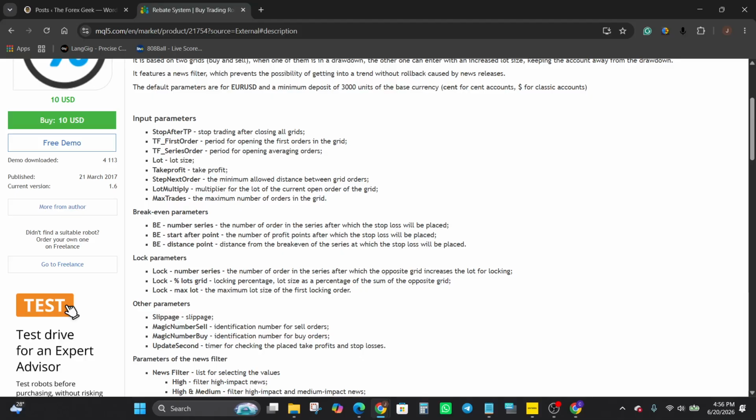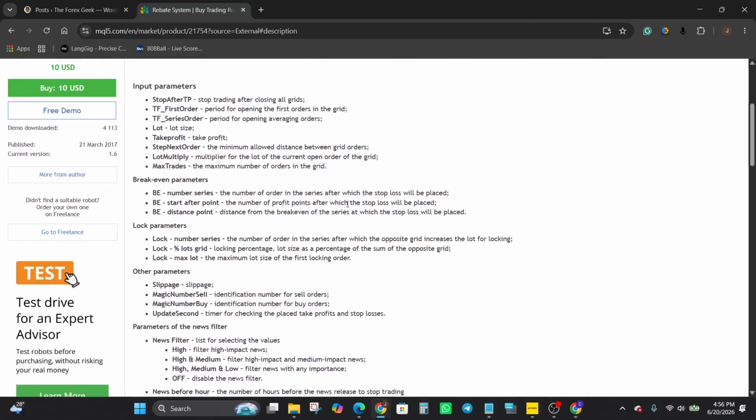Another notable feature is the locking system. The settings allow traders to define when the opposite grid begins increasing lot sizes and how large those locking positions can become. There is also a built-in news filter. According to the developer, its purpose is to reduce the risk of the EA becoming trapped in strong directional moves associated with major news releases. Users can filter high-impact news only, high and medium impact events, or all news categories.